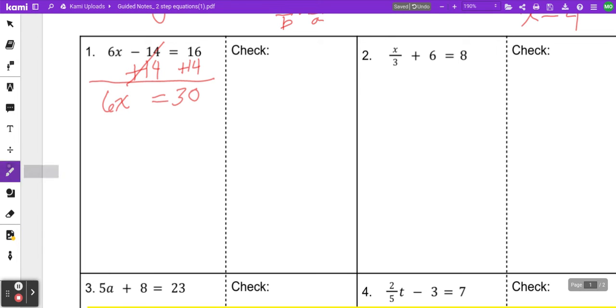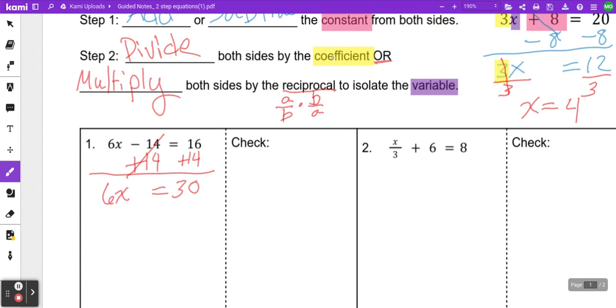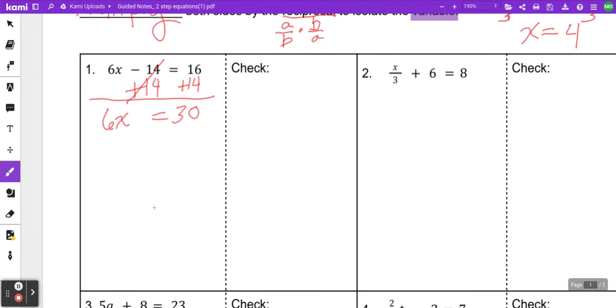Now sometimes I like to color code so you can clearly see. So now we have a one-step equation. All right, I have a coefficient, a number that's being multiplied with my variable. So I must divide because that is the opposite of multiplication. So I'm going to divide both sides. Whatever you do to one side, you've got to do to the other.